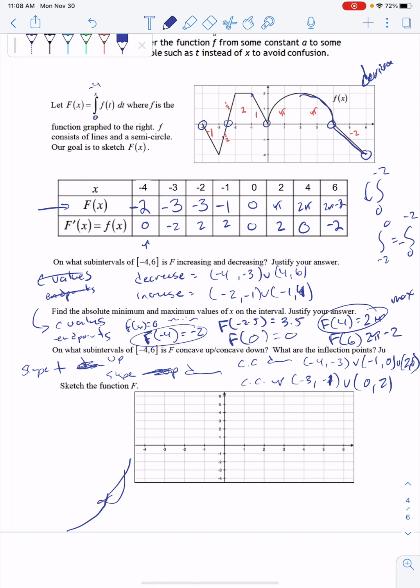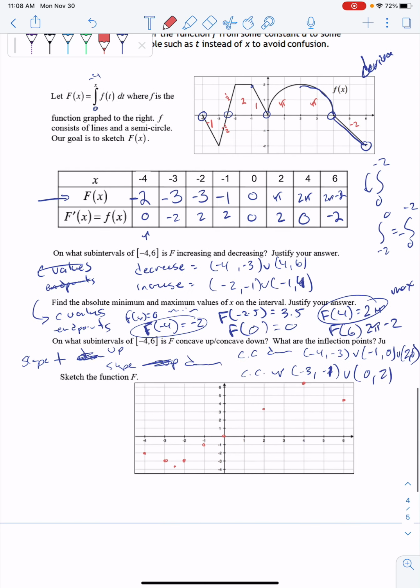So when I sketch this, this is where it gets to be a little bit fun. Some of you are really good at drawing these sketches. The first thing I'm going to do is put my points because I know where they are, right? I know at -4, I'm at -2. I know at -3, I'm at -3. And I also know that in between them, I'm right here. At -1, I'm at -1. At 0, I'm at 0. At 2, I'm at pi. And at 4, I'm at 2 pi. And at 6, I'm at 6.28 minus 2, so 4.28. So I'm up here. All right.